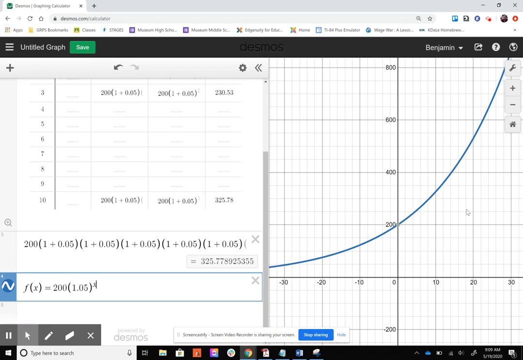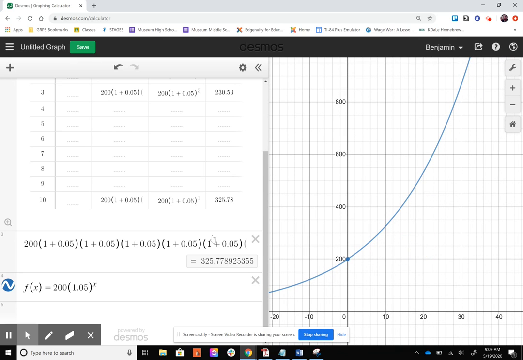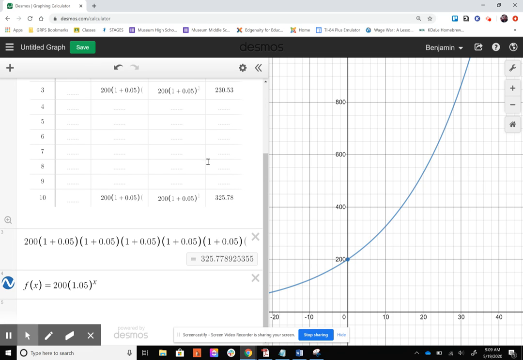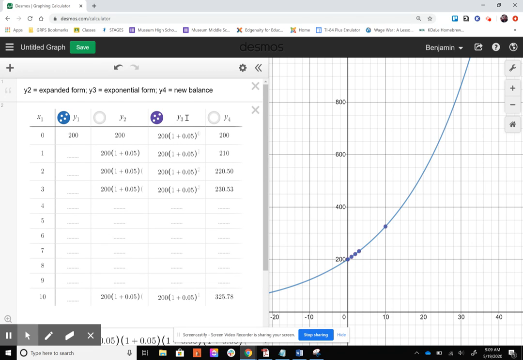And this is a good curve for us for people that are putting money into a bank because it's going up, right? As time goes on, our money increases. And let's just make sure that all of our points fall on that line so that we know that we did our calculations correctly. All right. Green are on. So that's expanded form, exponential form, and then the totals.